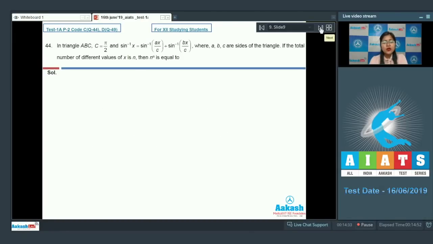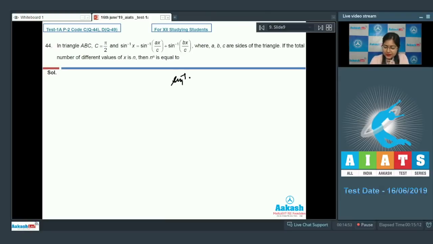Next is question number 44, which says that in triangle ABC, c is equal to pi by 2, sin inverse x is equal to sin inverse ax upon c plus sin inverse bx upon c, where a, b, c are sides of the triangle. If the total number of different values of x is n, then we have to find the value of n raised to the power n.